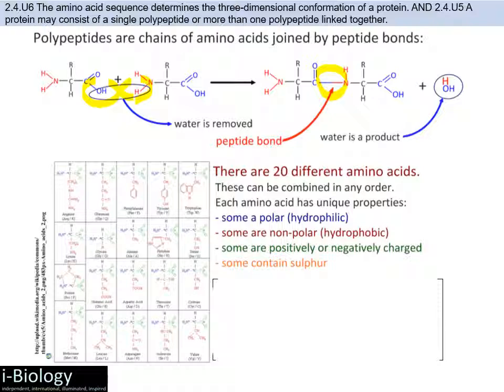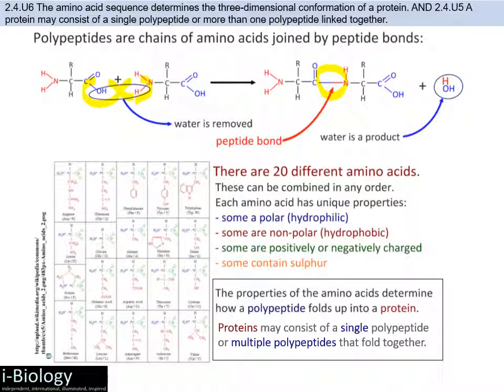There are 20 different amino acids, and the order they're put in, the exact sequence, the exact numbers, the fact that some are polar, some non-polar, some positively charged, some negatively charged, some containing sulfur, all of this leads to the variety of how a protein will be formed. A polypeptide is technically just a chain of amino acids all connected to each other.